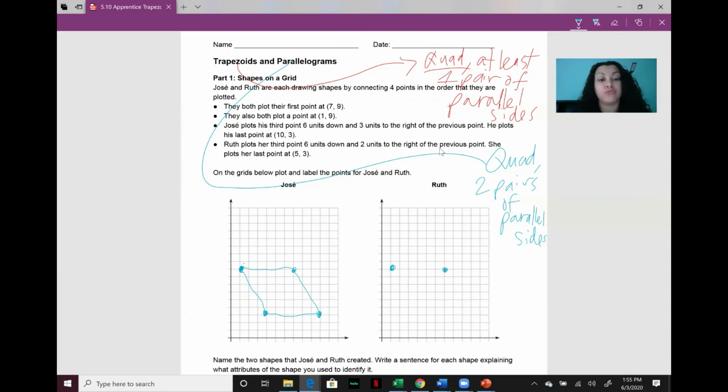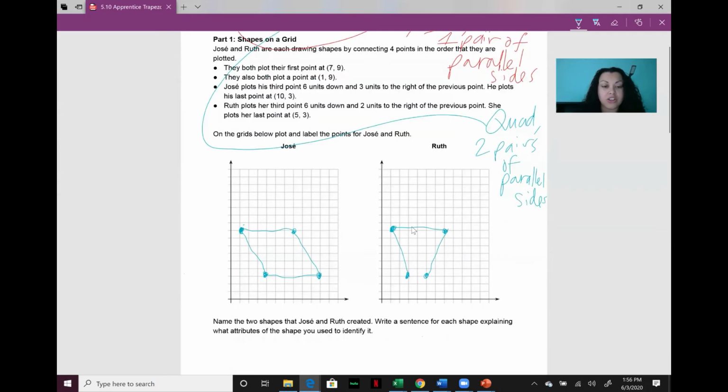Ruth then plots her third point 6 units down and 2 units to the right of the previous point. So again, from the point 1, 9, we go 6 units down and then 2 units to the right. So then she plots her last point at 5, 3. So that's, again, 5 across and then 3 up. So this is what Ruth's shape looks like. So even though they had very similar initial points, or the same initial points, their second 2 points made their images different. So let's look at our next question.